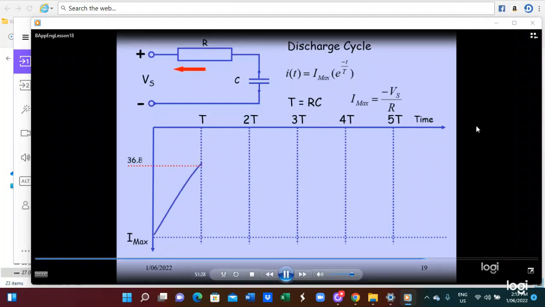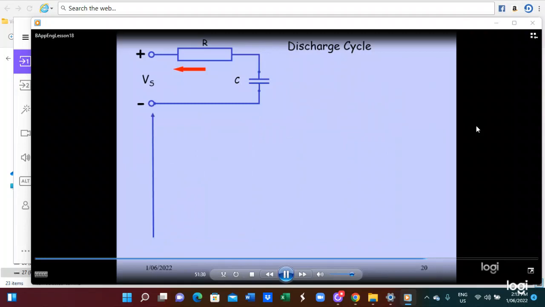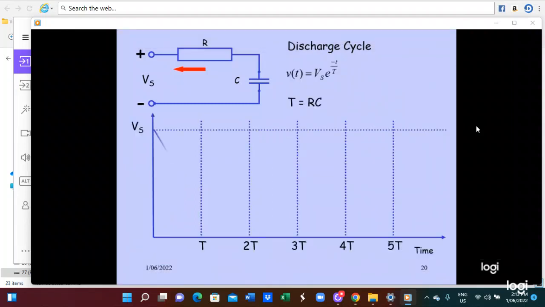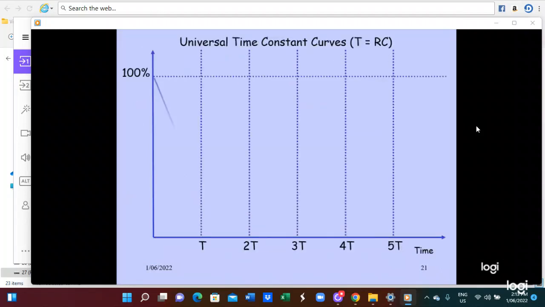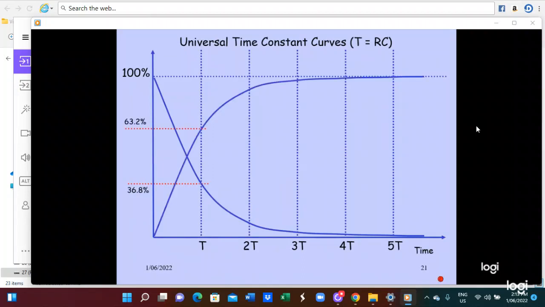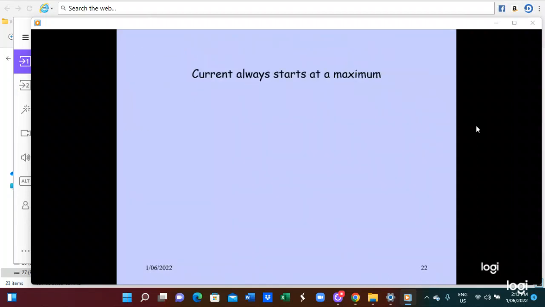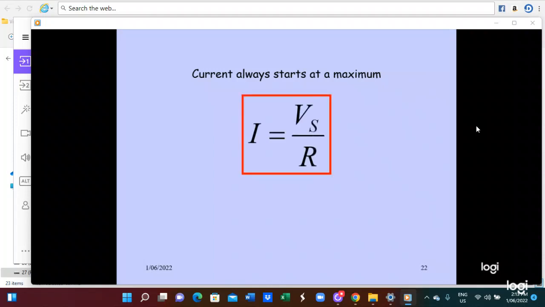This is a charge. In this discharge circuit, as time goes on, current will be going down like this. So this is the discharge circuit. This is the universal time constant graph, T equal to RC graph. You can also see it like this. Current always starts at the maximum, I equal to Vs by R. For the charge and discharge, current always falls.